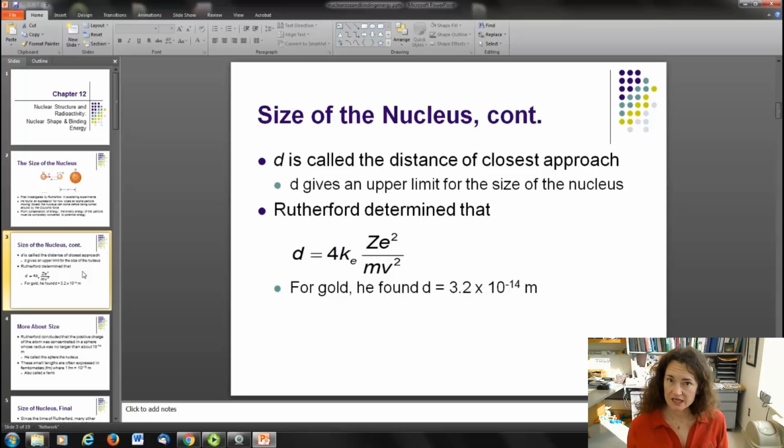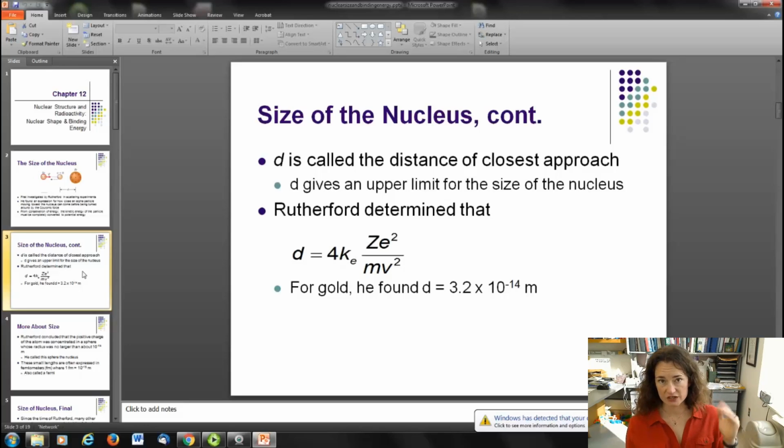And then you set that initial kinetic energy equal to the potential energy of the alpha particle at the turnaround point. So remember, when a particle turns around, its speed is for an instant 0, and so that means the kinetic energy at that point is 0. So using conservation of energy, you set the initial kinetic energy equal to the potential energy due to the Coulomb potential when it's at that closest point of approach.